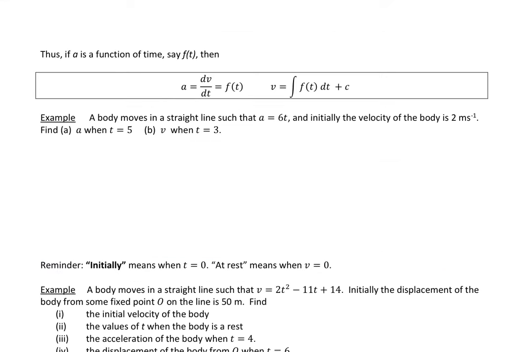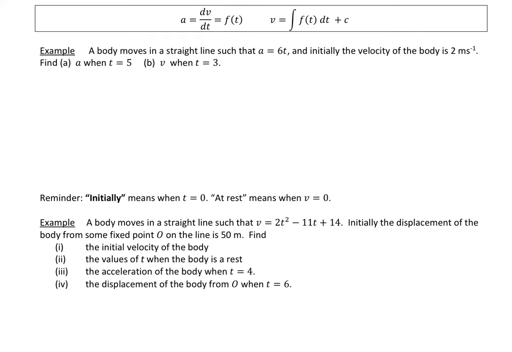Okay, so you can see a = dv/dt. If it's a function of t, then to get back to your v, you integrate that function of t with respect to t. Or I would have said, really, v is just equal to the integral of a with respect to t. This example says, a body moves in a straight line such that a = 6t, and it says initially the velocity of the body is 2. We'll come back to that in a wee second. First of all, it says find a when t = 5.